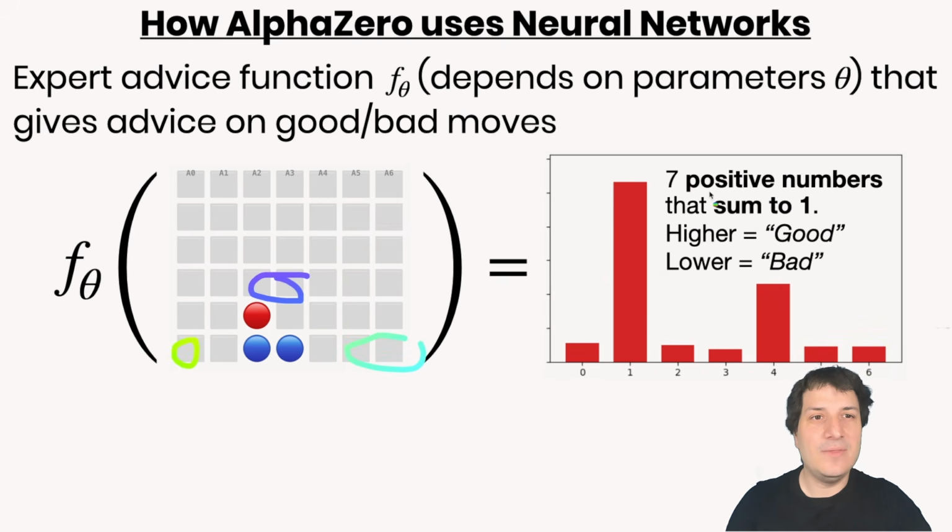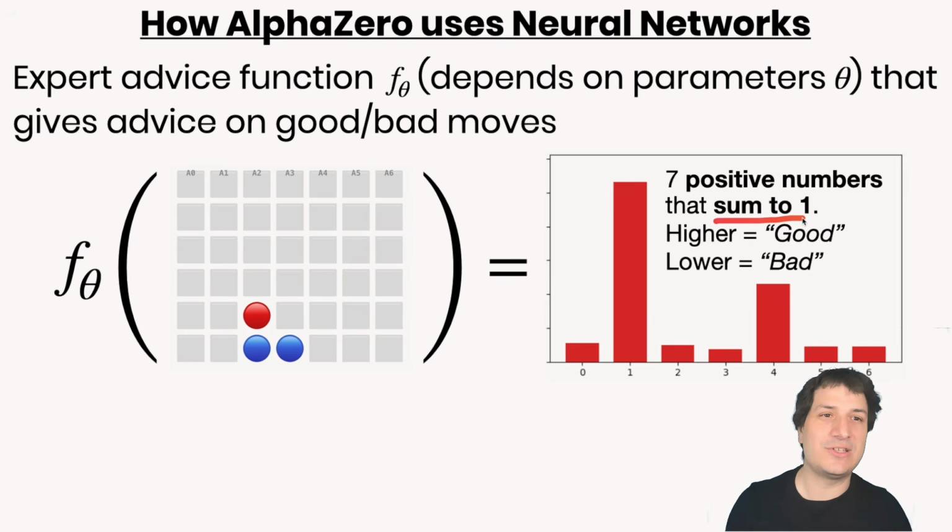And these are all going to be positive numbers. We're going to use that later on. And they all sum to 1. That makes sure that the AI can't just say every single move is good, right? It has to decide how it's going to allocate its budget towards which moves it actually wants to recommend.